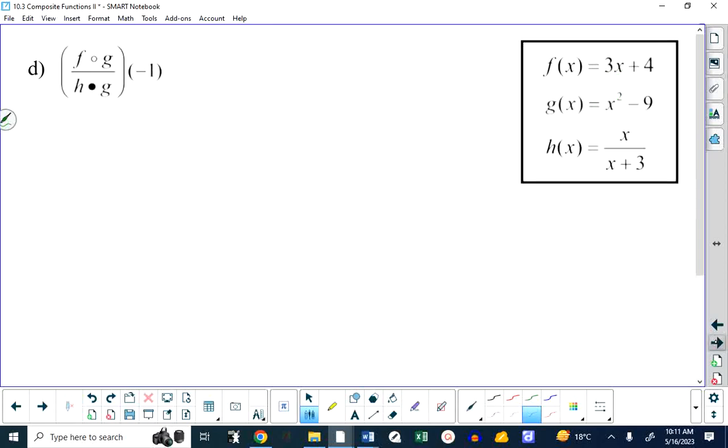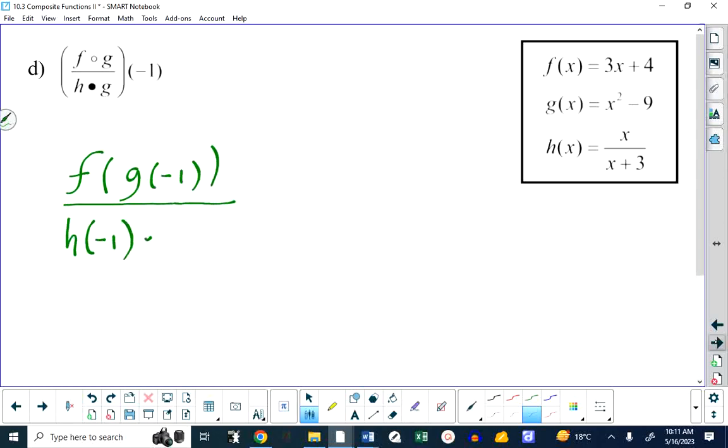Oh boy, back to mixing up operations and compositions. What this means is f of g of negative 1 over h of negative 1 multiplied by g of negative 1. So you have three pieces to figure out. I'm going to give everybody a minute here to find out what this is. F of g of negative 1.